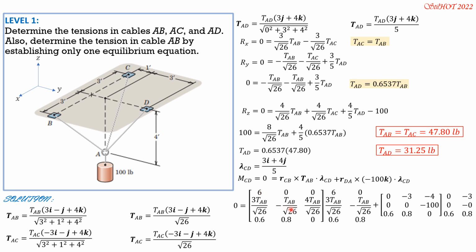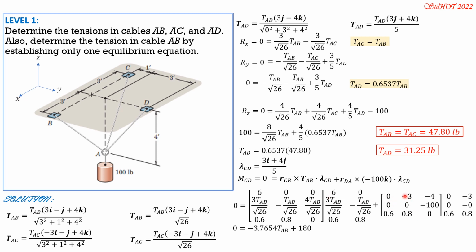So 6 times 0, 0, 0, minus 0, then minus 0.8 times 4 tension AB over square root 26 times 6. So there's a value which is negative. Then this is also 0. So there's only one value, negative 0.8 times 4 over square root 26 times 6 tension AB.